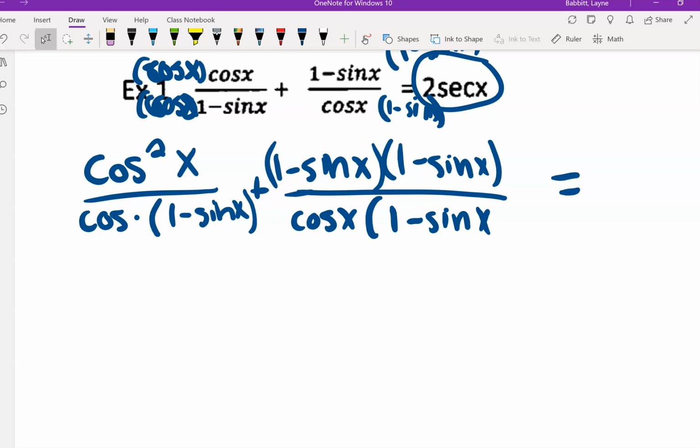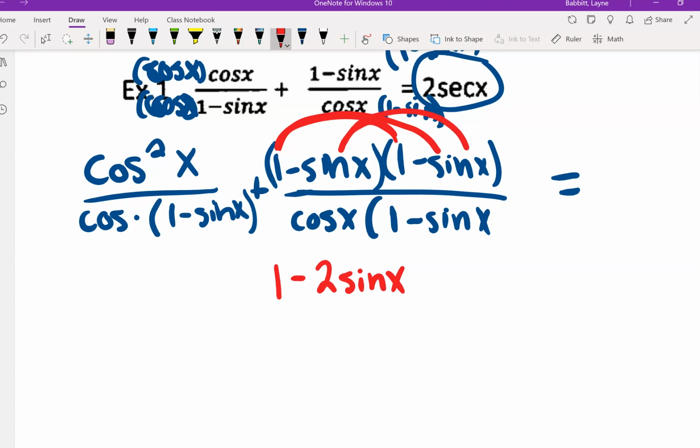I'm first going to FOIL this. 1 times 1 is 1. 1 times negative sine x is negative sine x. And then 1 times negative sine x is another negative sine x. I'll combine those and I'll end up getting negative 2 sine x. And then negative sine x times negative sine x gives me positive sine squared x.